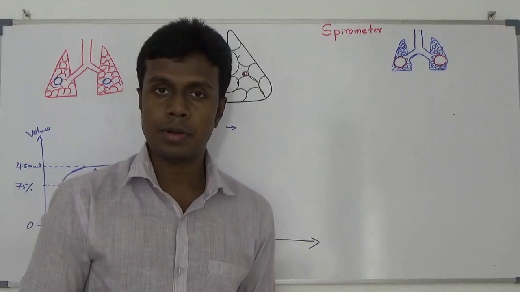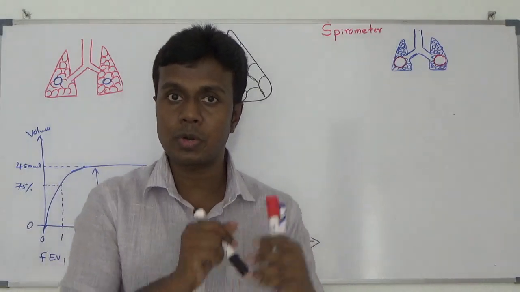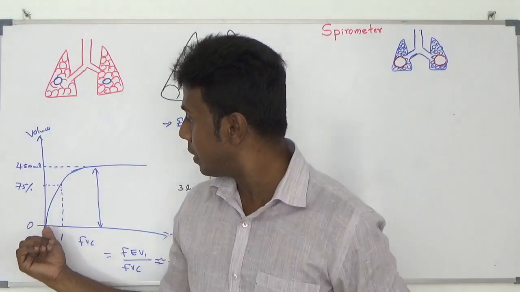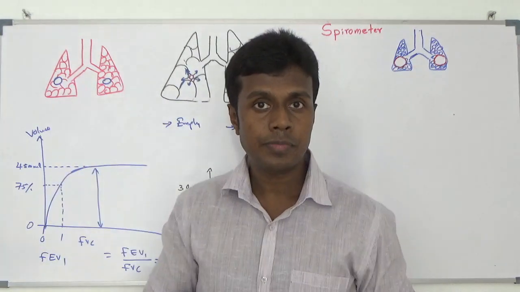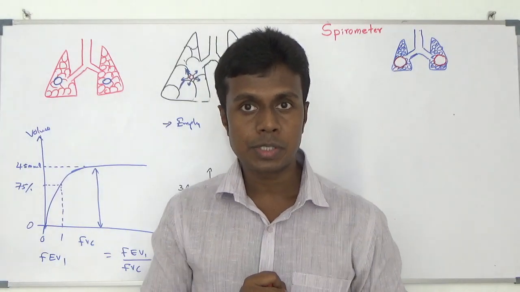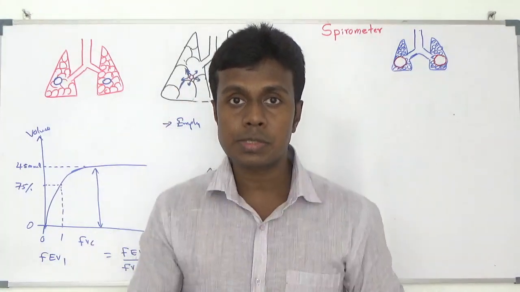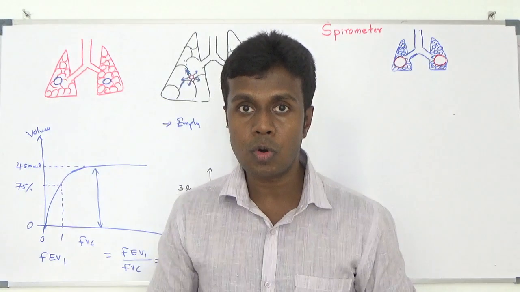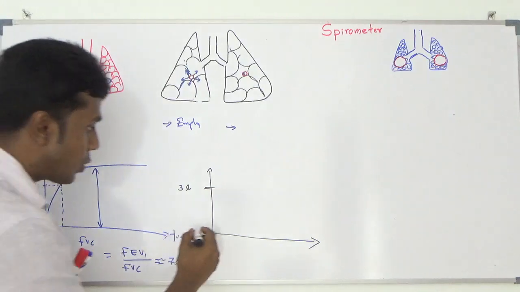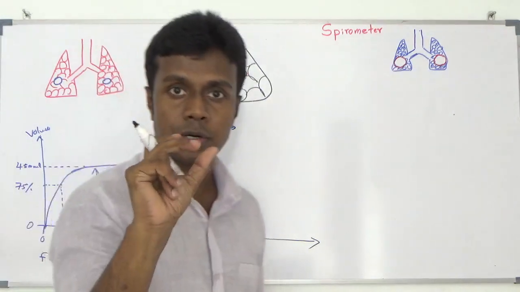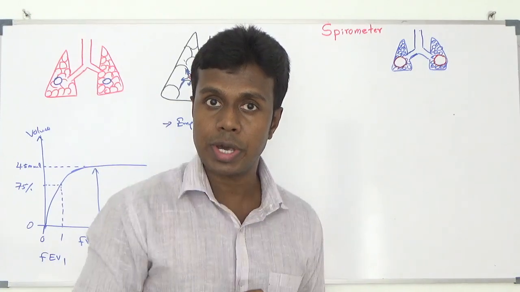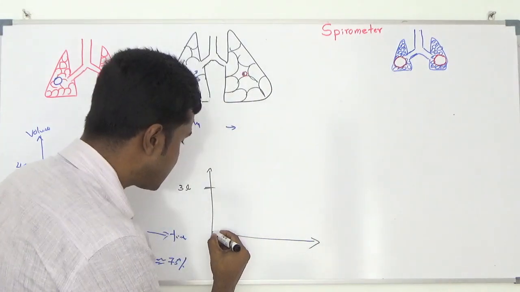We'll see what happens when this patient expires into the spirometer. Here, he can't rapidly remove air from the lung because airway caliber is narrowed. It will take time, so the expiratory process is prolonged. It will take a long time to completely expire. If you draw a spirometer curve for a patient with COPD, chronic obstructive airway disease, it will be like this.